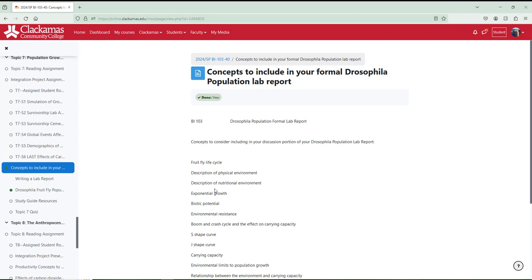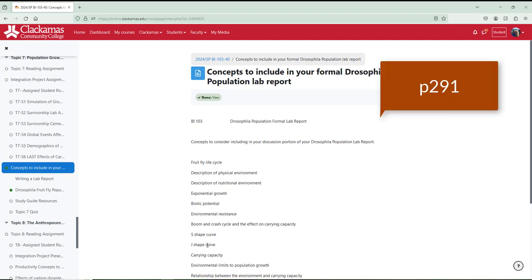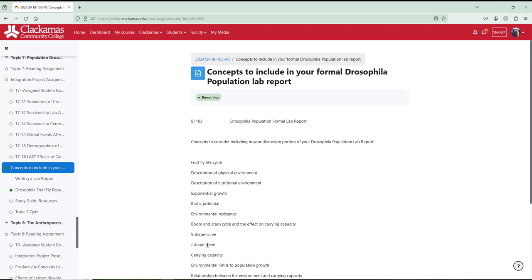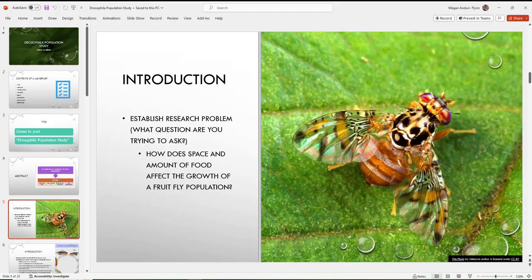Some of them could go in the method section. Some of them can go in the discussion section. So keep this handy, and you might want to define some of these key terms throughout your paper. You might want to print it out and have it with you. Along with that, in your workbook, page 291 has the detailed information of what to include in your lab report. So let's go back.